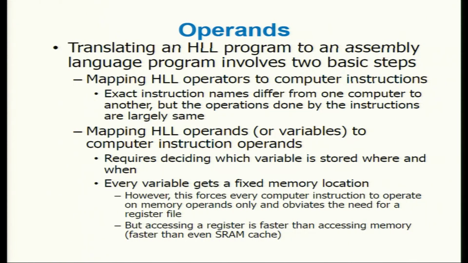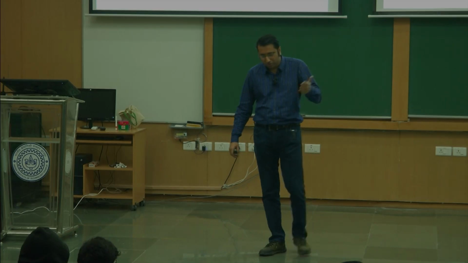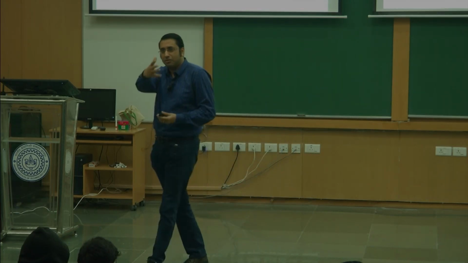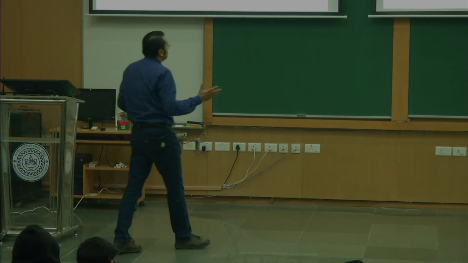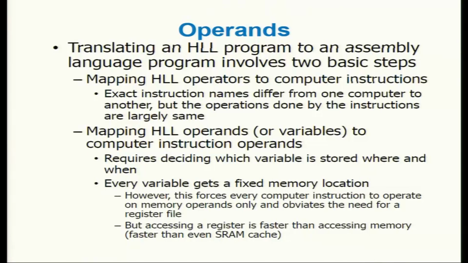The second step requires deciding which variable is stored where and when. Now, every variable gets a fixed memory location during the life of a program. However, this forces every computer instruction to operate on memory operands only and obviates the need for a register file. So if I say that, in my operation A equal to B plus C, I allocate A somewhere in memory, B in some other location, C in some other location, that means whenever I execute this statement A equal to B plus C, I have to go and fetch B and C from memory, which is slow, as we have agreed.